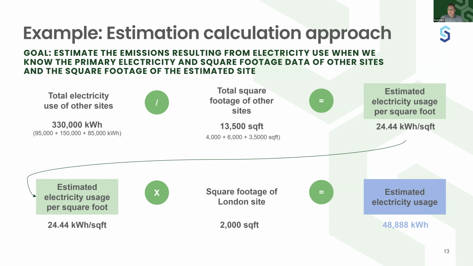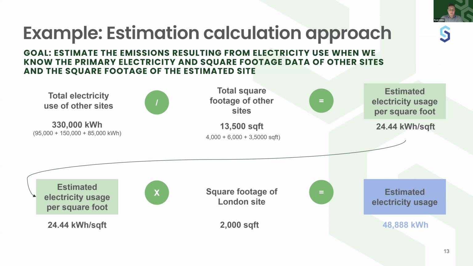As we saw on the last slide, from the sites with their primary data, we have each site's kilowatt hour usage and their square footage as well. To gap fill our missing site, we will total these values up and divide the electricity usage by the square footage to get an estimated electricity usage per square foot, a value we call the energy intensity unit.